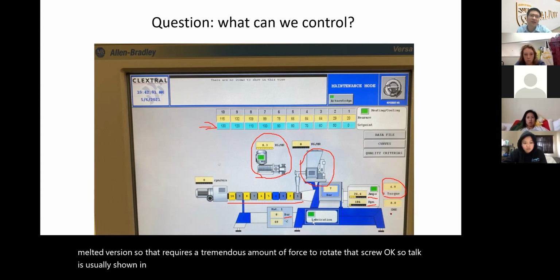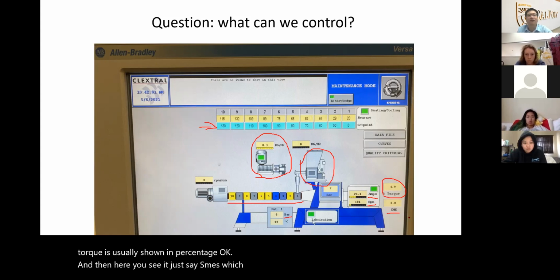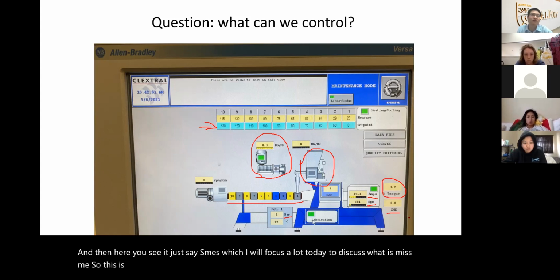And then here you'll see there's SME, which I will focus on a lot today. SME is specific mechanical energy. Okay, so based on this diagram, what do you think we can control in this system?